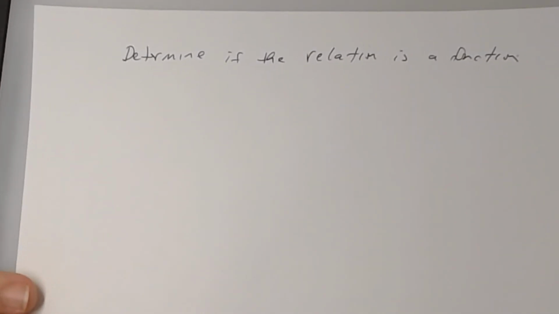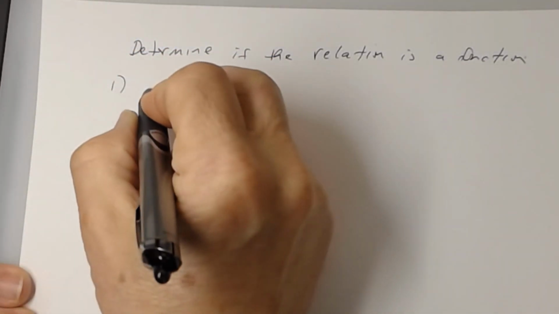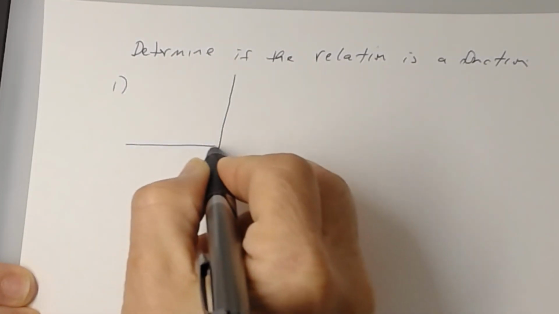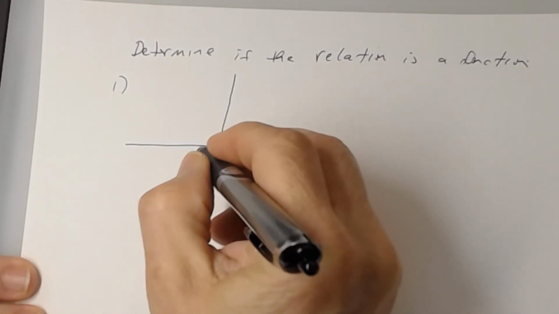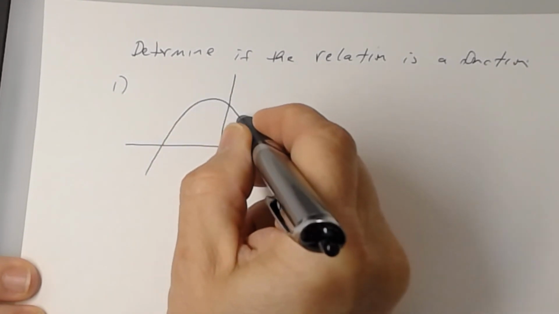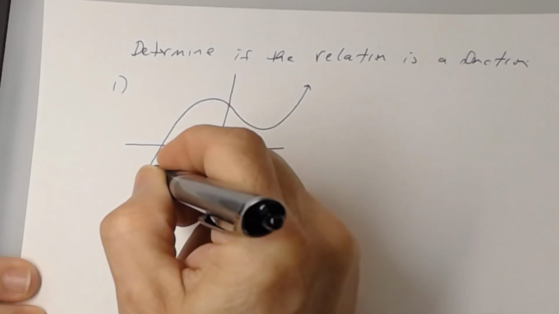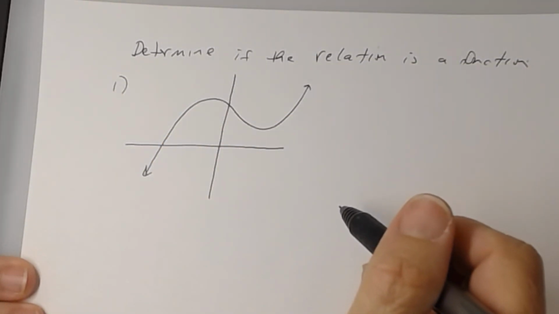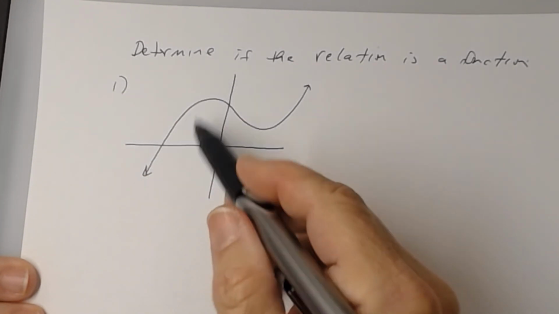All right, determine whether the relation is a function. Number one. We have this graph. Is this relation a function? Yes. Why? Because it passes the vertical line test.